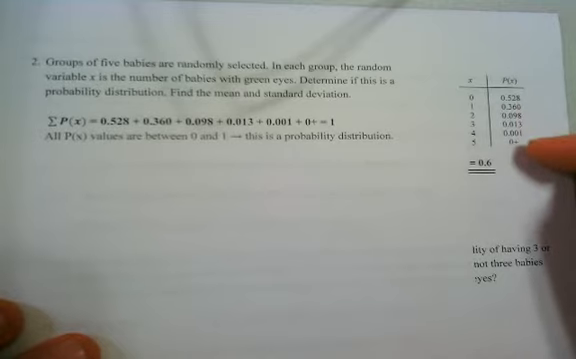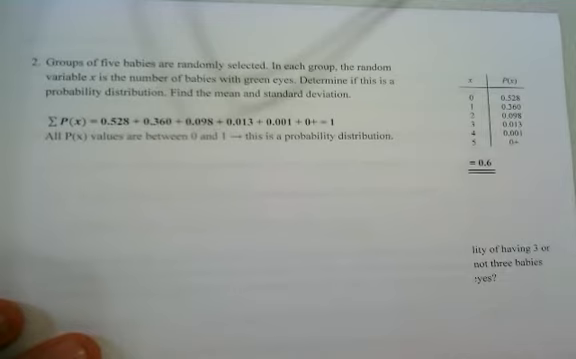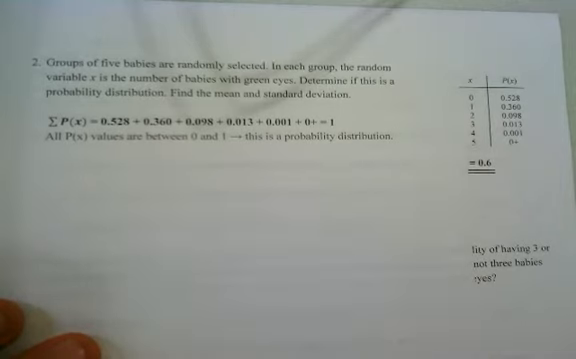And if we look, we can see that they're all less than 1 or greater than 0, and therefore that part works. And then we have to add them all up. And if they come out equal to 1, then between those two things, we can say this is a probability distribution.